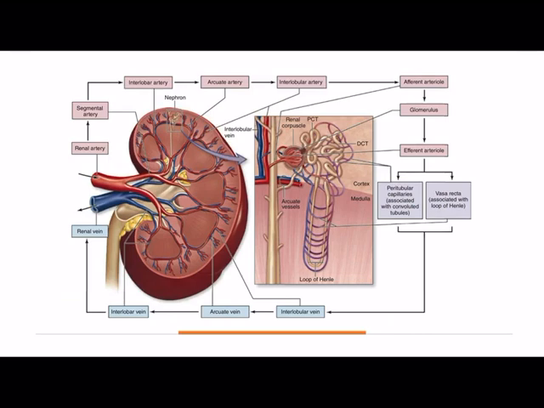So here, again, just a different illustration. From the renal artery, going to your segmental artery, to the interlobular artery, then to your arcuate artery, then going to the afferent arteriole and glomerulus, exiting the glomerulus via the efferent arteriole, which will then go either to your peritubular capillaries or vasa recta, which will now go to your interlobular vein, arcuate vein, interlobar vein, and then to the renal veins.